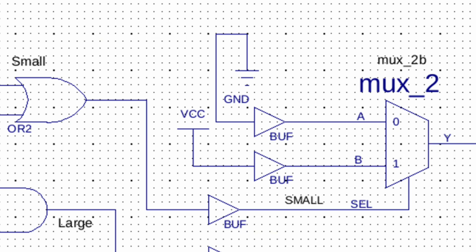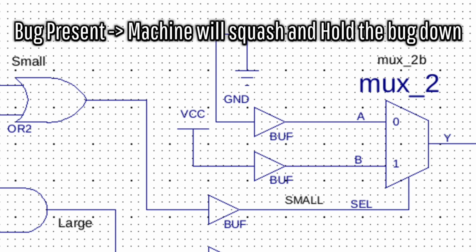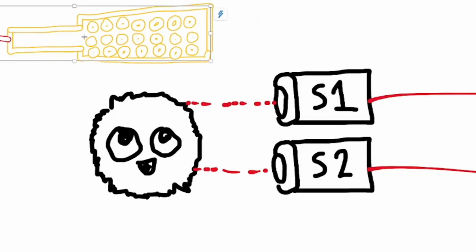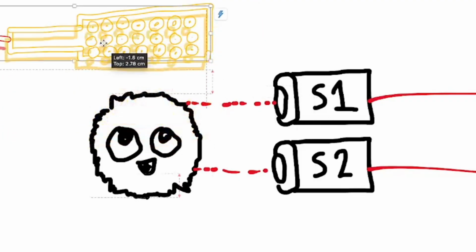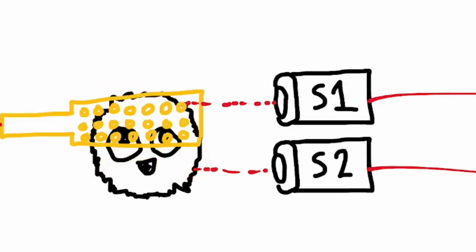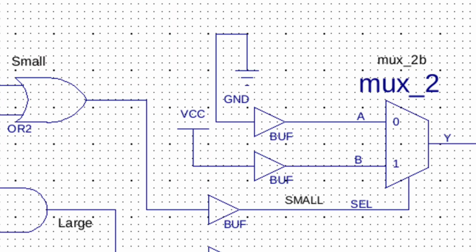To simplify, if something is present, the machine will swat the bug and hold it down. Otherwise, it will just stay up. However, looking back at what we want the logic to actually do, we want to make it repeatedly swat the bug if both sensors are triggered. At the moment, it will only just hold it down.